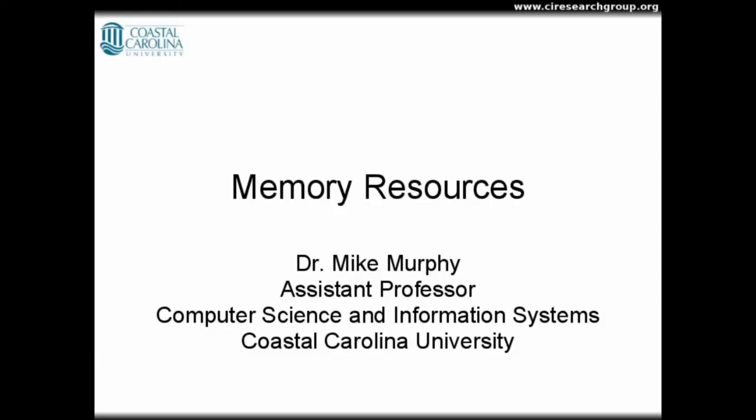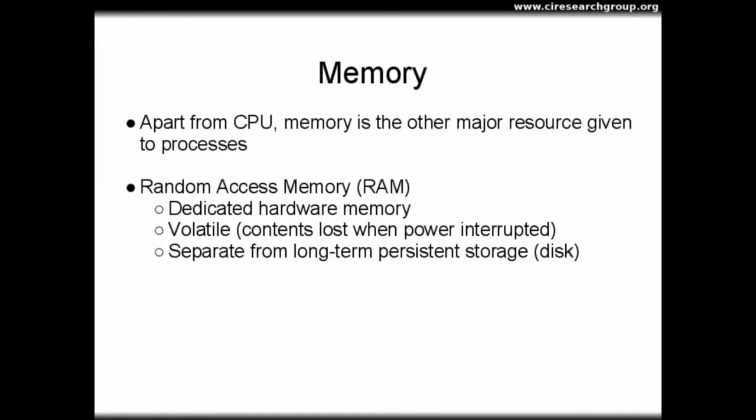Resources, and how the system and its processes view random access memory. In order to run any process or instance of a program on a computer system, we need to provide two critical resources: access to the CPU and access to random access memory, or RAM, for storing and manipulating data.